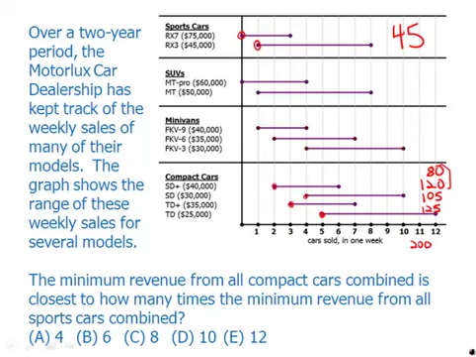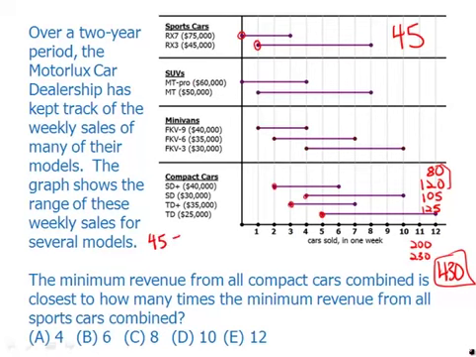105 and 125 add up to 230. Add those together and we get 430. So that's the total minimum revenue from compact cars. And so the question really is, 430 is approximately how many times 45? Well, looks like it's pretty close to 10 times, but let's just think about this.